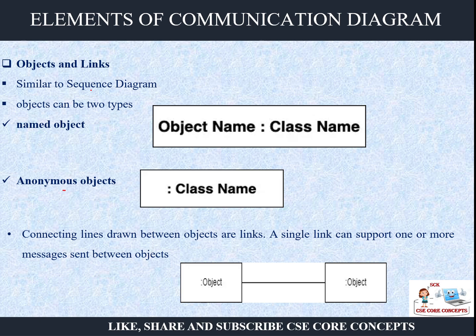The named object is similar to your sequence diagram. A named object is when a class has an object, let's say class Car, and the object name is Maruti Celerio. That is the object of the class Car. Another is the anonymous object. Anonymous object means that you do not have any name for that object, and you do not want to show it; it is a general class.